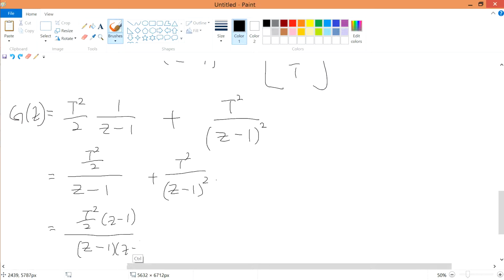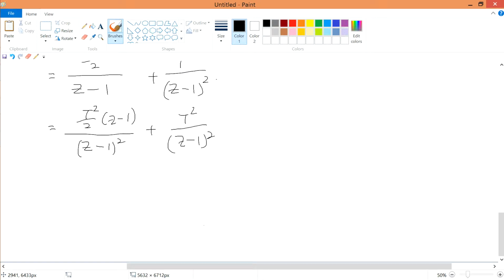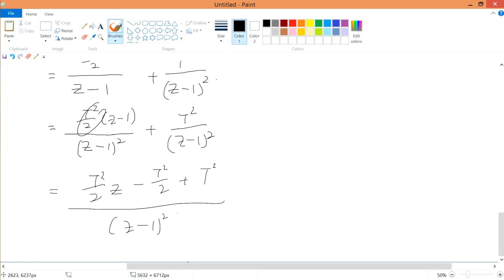So instead of writing it as this thing, I can also rewrite it over here as squared, because z minus 1 times z minus 1 is still z minus 1 squared. You see this whole thing. And then plus t squared over z minus 1 squared. So what do I have? I have t squared over 2 times, and I'll multiply this thing over to the other side. I have this thing, t squared over 2 plus t squared, and the denominator is z minus 1 squared.